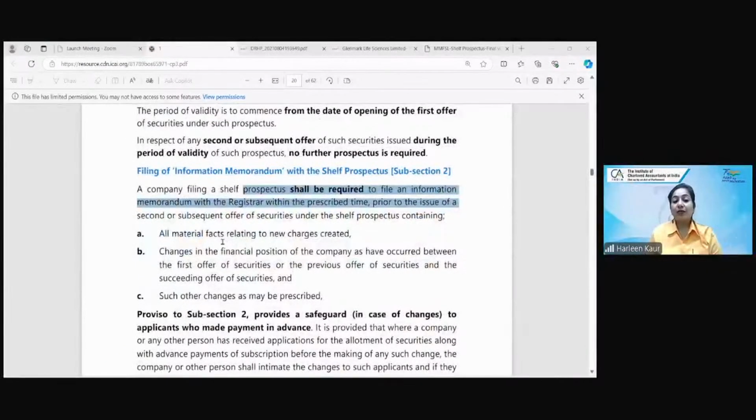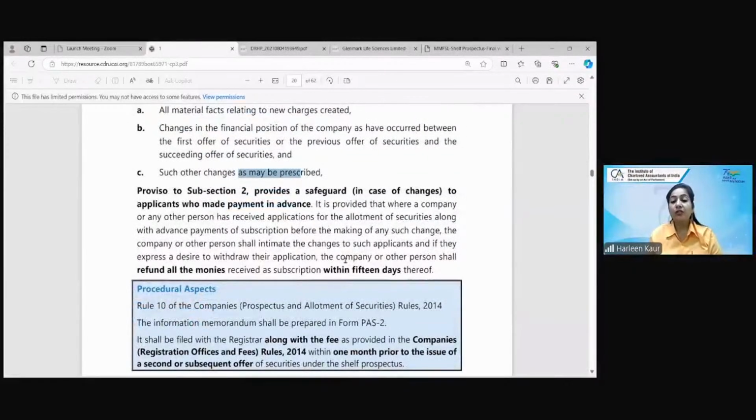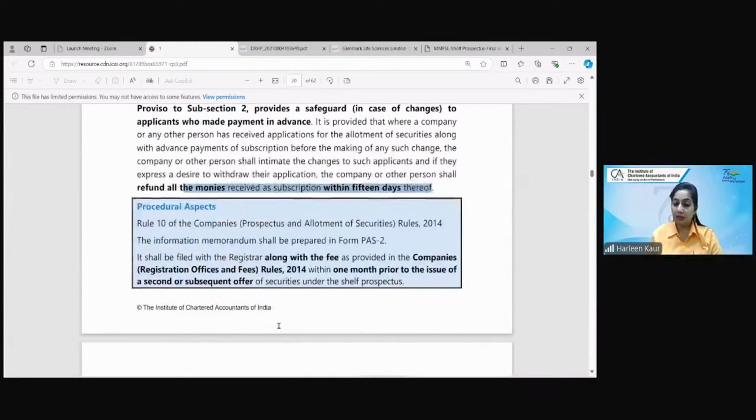And what all changes have to be shown? All material fact, new charges that have been created, changes in the financial position, and changes as may be prescribed. Now, here is your subscription advance money. It says company or any other person shall intimate the changes. If they express to withdraw their application, then they shall refund all the money received within 15 days thereof. So when they tell that we are not happy, return their money. And what form has to be used? So all the information from the module has been covered in those notes. You can simply break down in notes and remember.